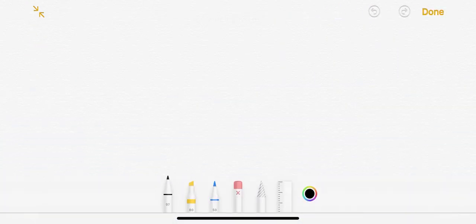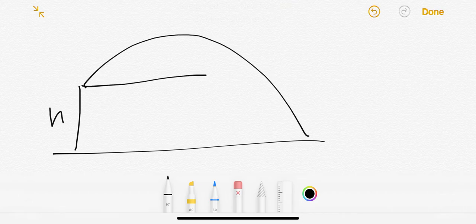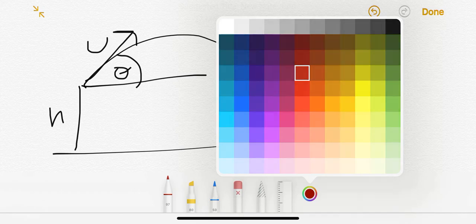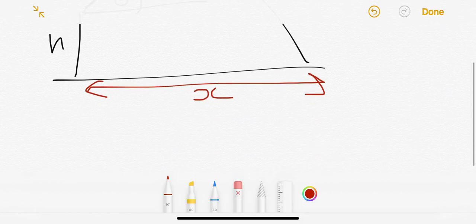Exercise 21.2, question 4. So there's a particle projected at a height of h at an angle here of theta with a speed of u. So let's call the unknown distance here, which the question wants us to find, as x. And then you also have to find the time t.